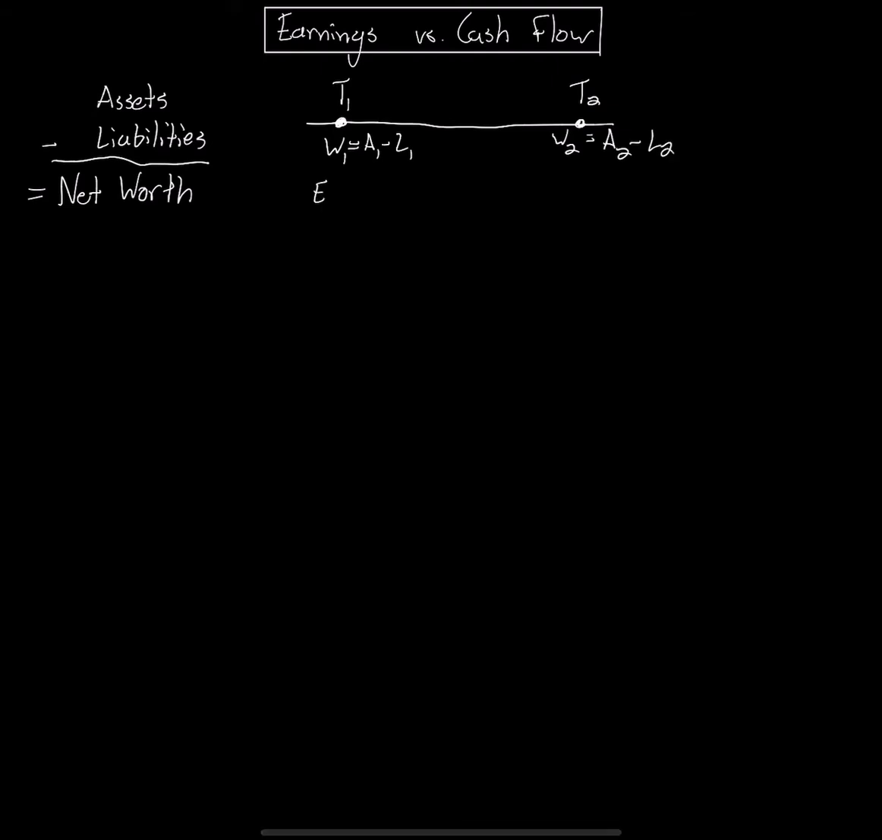And the earnings is just the change in the net worth. So it's W2 minus W1. These are the earnings of a company over a certain period. But the cash flow of a company is the earnings plus or minus the non-cash assets.